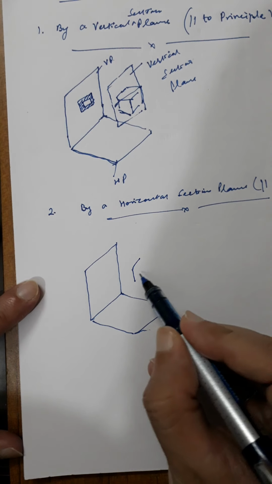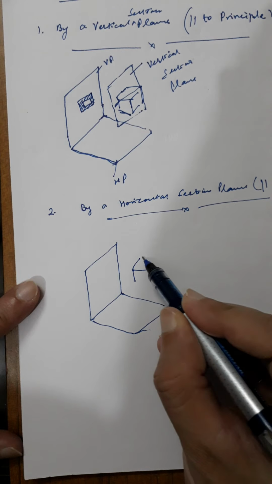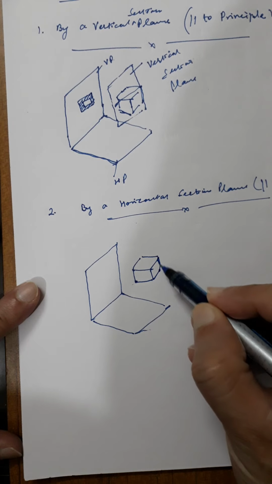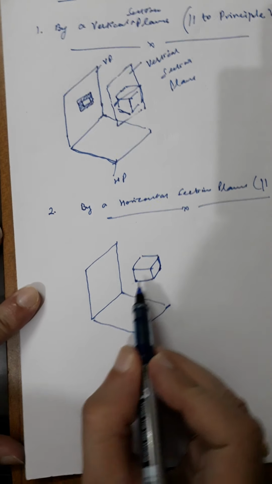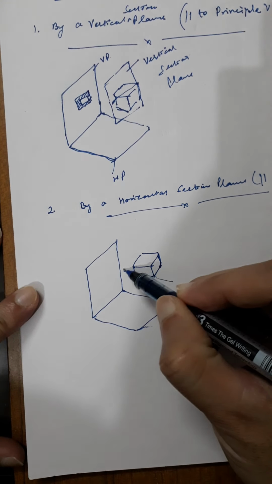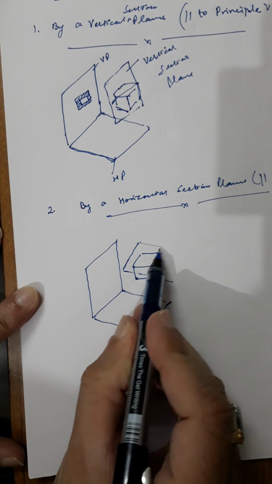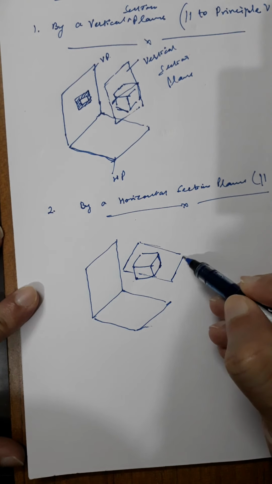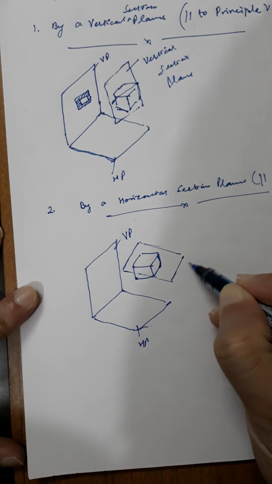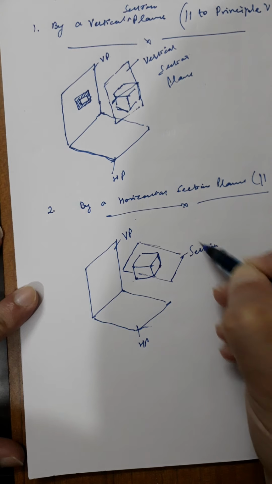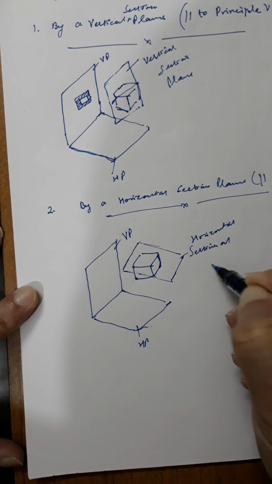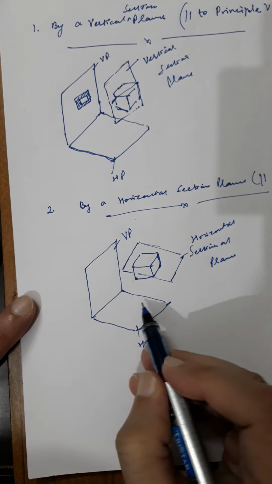Same object, you can see. Now it is being sectioned horizontally. The only difference is it is being sectioned horizontally, and the section plane can be like this. You can see it is being sectioned here through this plane, that will be parallel to this HP. So this is the vertical plane, this is the horizontal plane, and this is the horizontal section plane. So the cutting plane is parallel to HP.